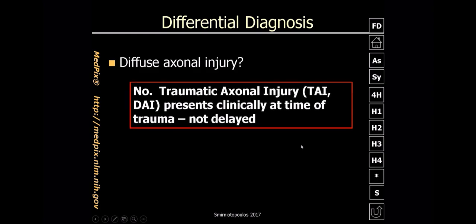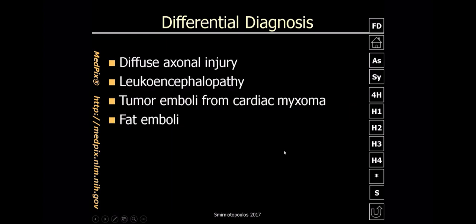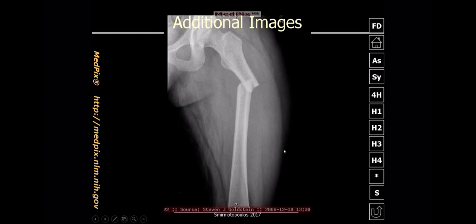And the answer is no, because patients who have traumatic axonal injury or diffuse axonal injury typically have their neurologic deficit at the time of the impact, and they do not have a delayed presentation. And that's a very important clinical thing to put into evaluation of the patient. So what this patient actually had was fat emboli. They had a long bone fracture here.